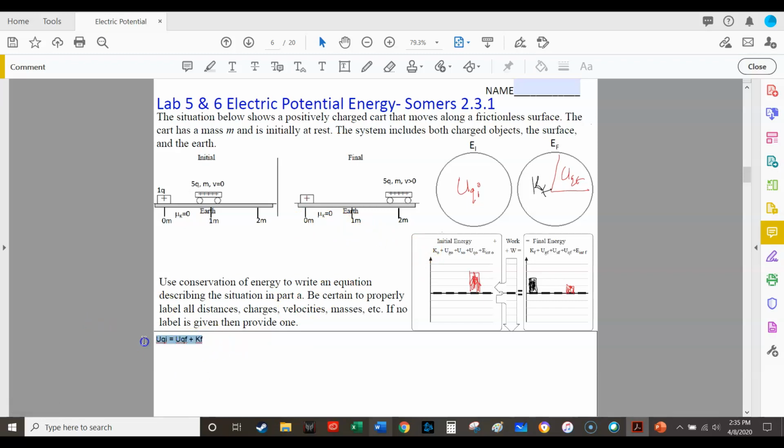Now that's our initial energy. So what we're doing is we're setting our initial energy. Okay, and I should have done that. I should have started off with energy initial is equal to energy final. I apologize. I skipped a step. And now the initial energy was all U sub Qi. The final energy is a combination of kinetic energy final and U sub Qf.